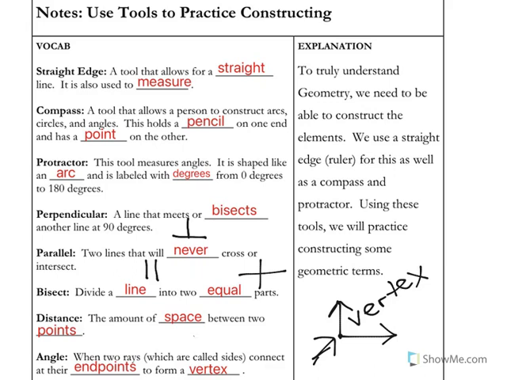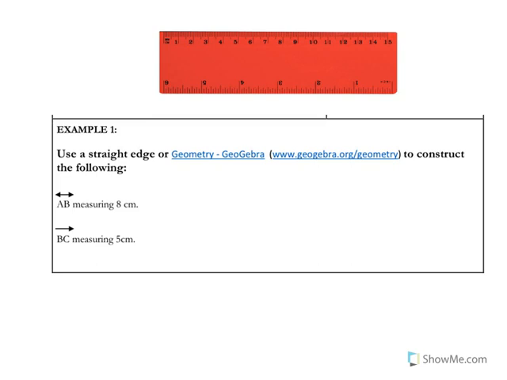All right, so to truly understand geometry, you need to be able to construct the elements. We use a straight edge or ruler for this, as well as a compass and protractor. Using these tools, we will practice constructing some geometric terms. Let's do a small example. I'm going to use the straight edge and show you, but if you go onto this site, Geometry GeoGebra, you can construct a line segment or a line measuring these different measurements. But for now, I'm going to show you how we would do that.